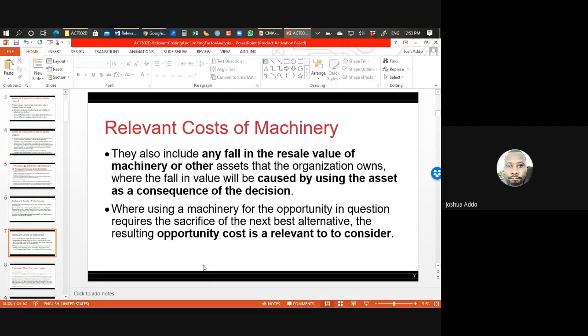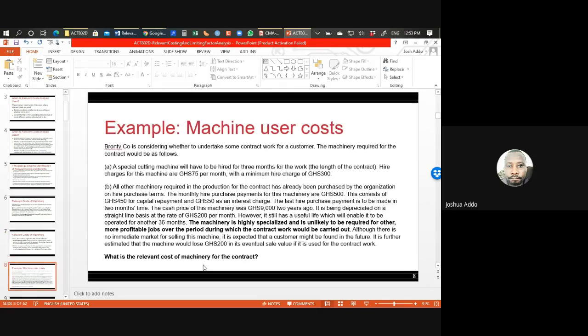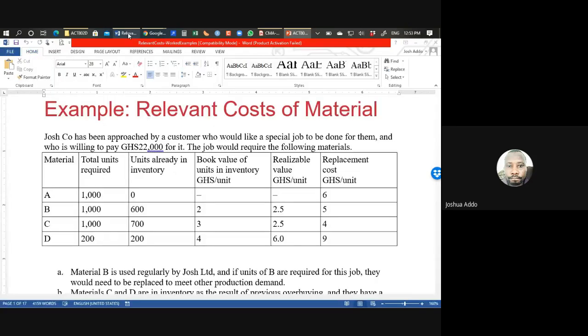Opportunity cost is also a relevant cost. Where using a machinery for the contract in question requires the sacrifice of the next best alternative, the resulting opportunity cost is a relevant cost to consider. The resulting opportunity cost is a cost that needs to be charged to the special contract. So these are the key issues about relevant costing of machinery. All right. Let's see some example.